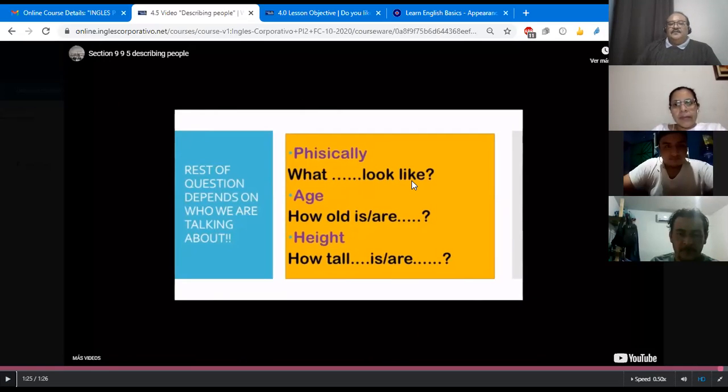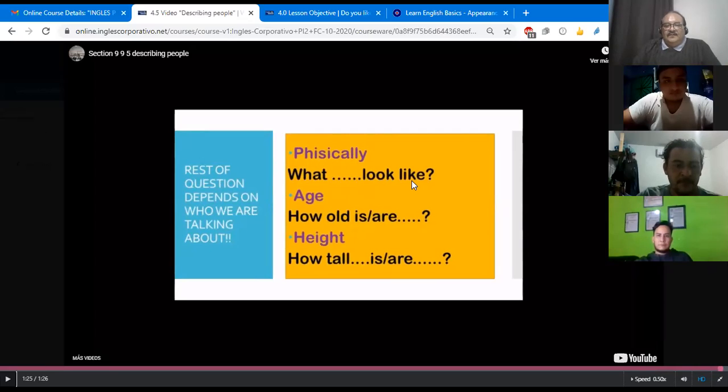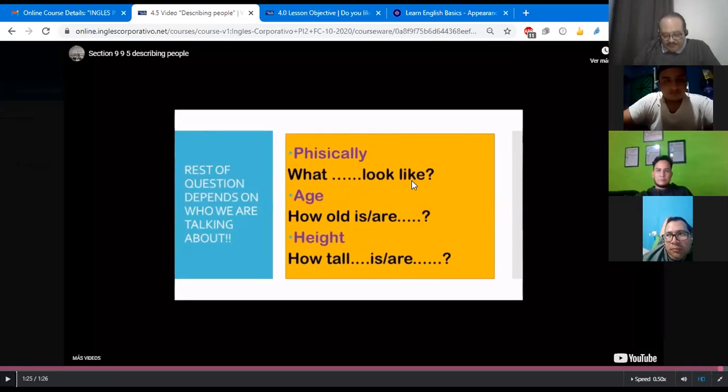Suppose you are talking to a person on the telephone and you don't know the physical appearance of that person. Then you can say, we're going to meet today, but I don't know you. What do you look like? How old are you? Or you can say, how tall are you? Even when you see a person, you can ask that person, how tall are you?